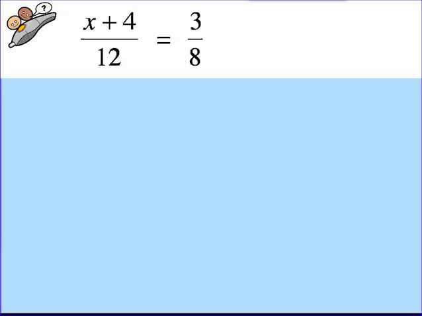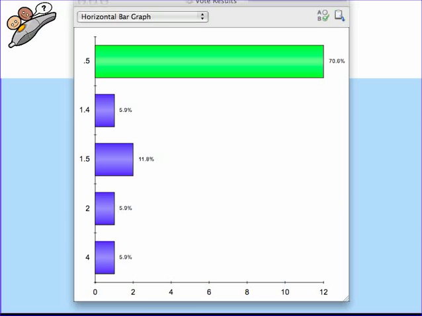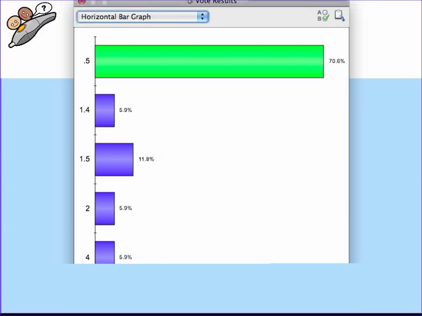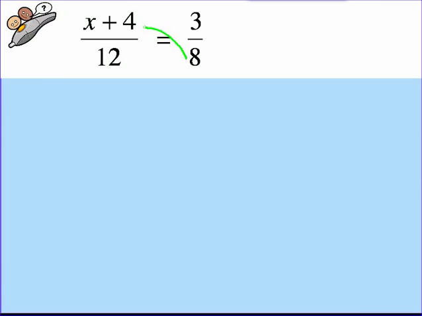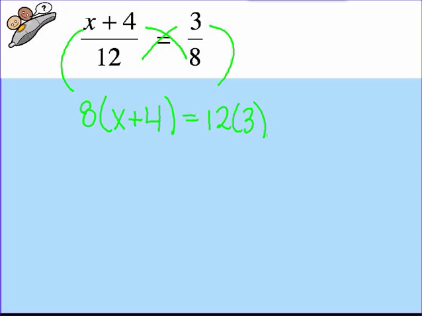Okay, so let's go ahead and see what we ended up getting. Let's see how we did. Nice job, majority of you got that. So let's walk through that real quick. I'm going to take 8 times x plus 4. That's going to be my first step. And then that will equal 12 times 3. So now what I'm going to need to do is distribute that 8. When I distribute that 8, I get 8x plus 32.